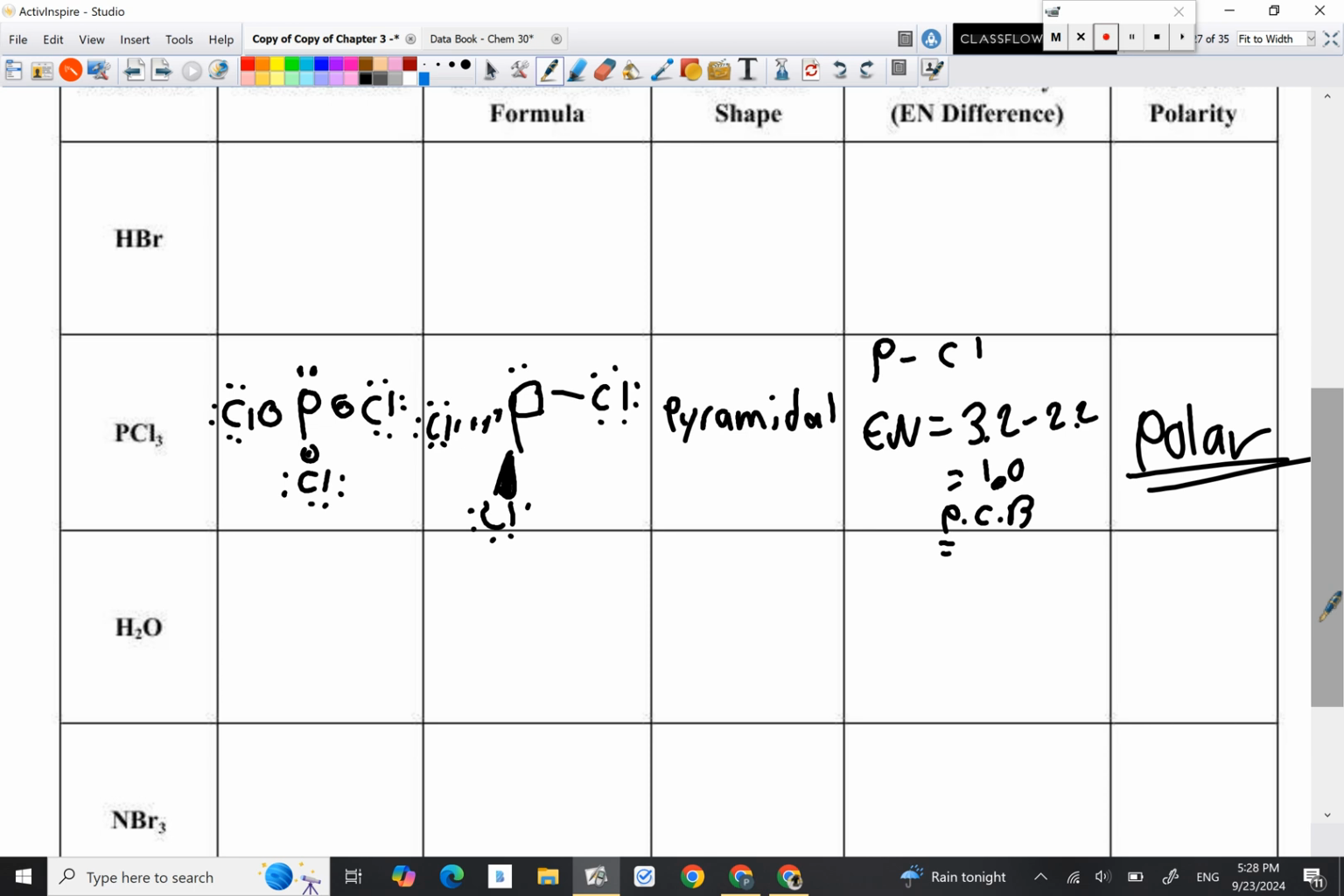Alright? So now it's time to put some work in, go through all these right here, and in the next lesson we will learn what these polar things mean for the molecules. So we're going to be looking at their physical properties. So anyway, that's it, and see you guys later.